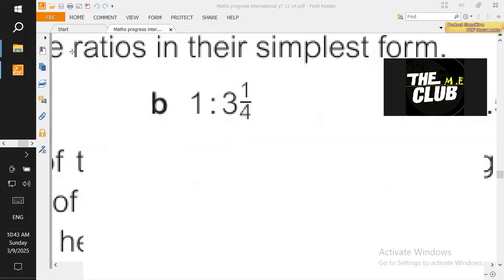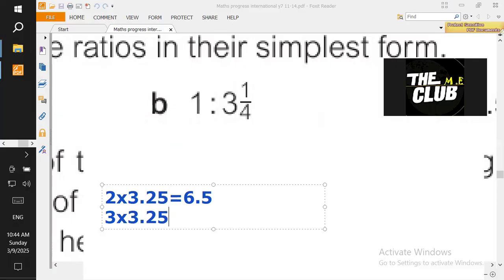So here, 3.25. If you multiply 2 by 3.25, the answer will be what? 2 times 0.25 is going to be 0.5. So it's going to be 6.5, right? Now I'm still having a decimal here, which I don't want. If I multiply by 3, 3 times 3.25, the answer will be what? Very good. It's going to be 9.75. I'm still having a decimal.